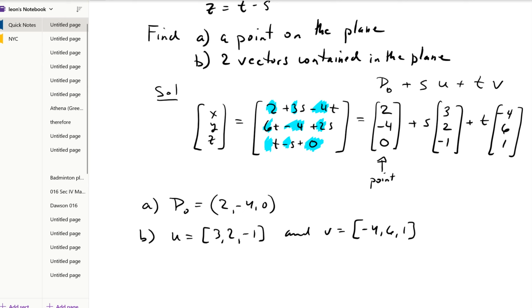Same goes for the vectors. u and v are contained in the plane, but if I multiply u or v by some scalar, I'd obtain other possible vectors. And I could take any linear combination of u and v to create another vector that's contained in the plane.